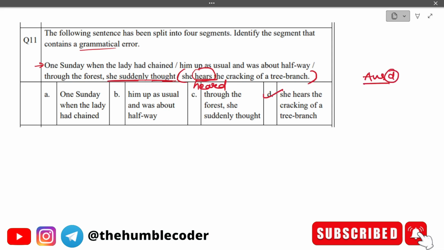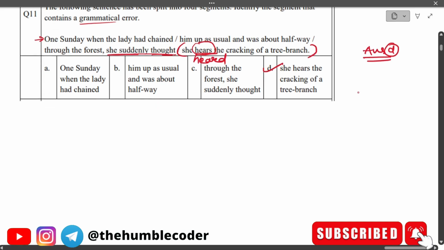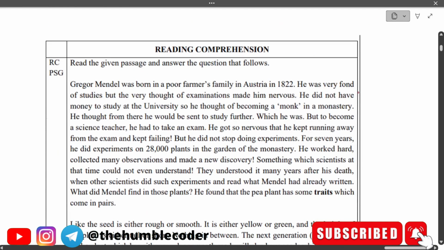See guys, in this question we know that our main aim is to just find the error part only, not the reason for it, we don't have to correct them. But we can only find out which part has the error once we know what the error is, right? So that is why we are practicing in such a way. Moving on to the next set of questions.